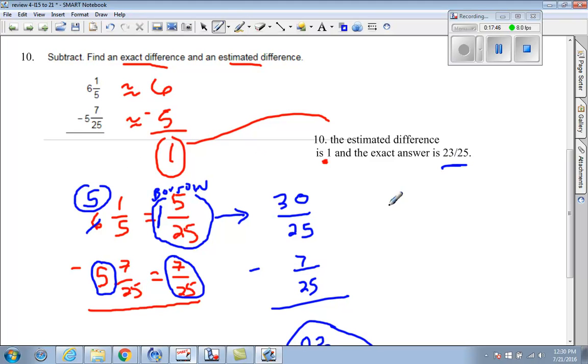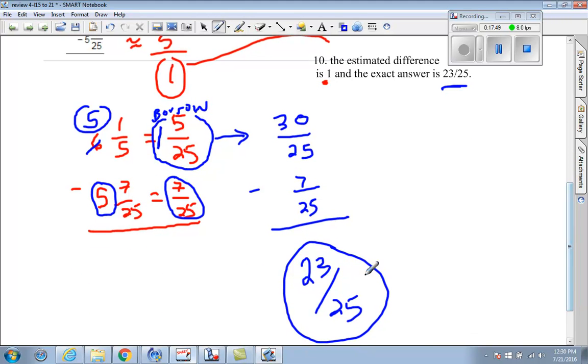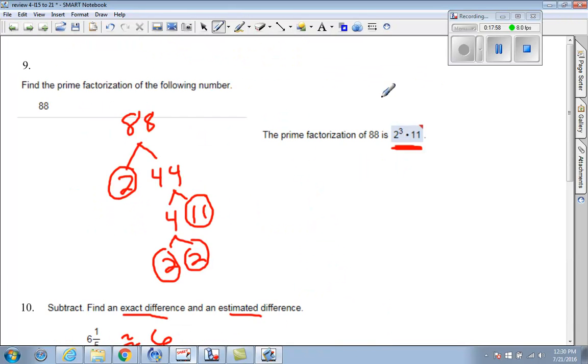Which makes sense because 23/25 is awfully close to 1. We haven't talked about converting that to a decimal yet, but it's awfully close to 1. Okay. Make sure we get ready for the next slide.